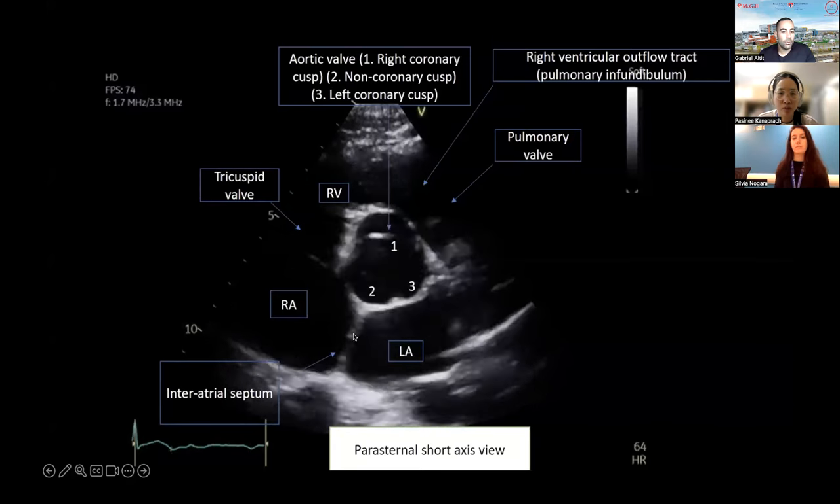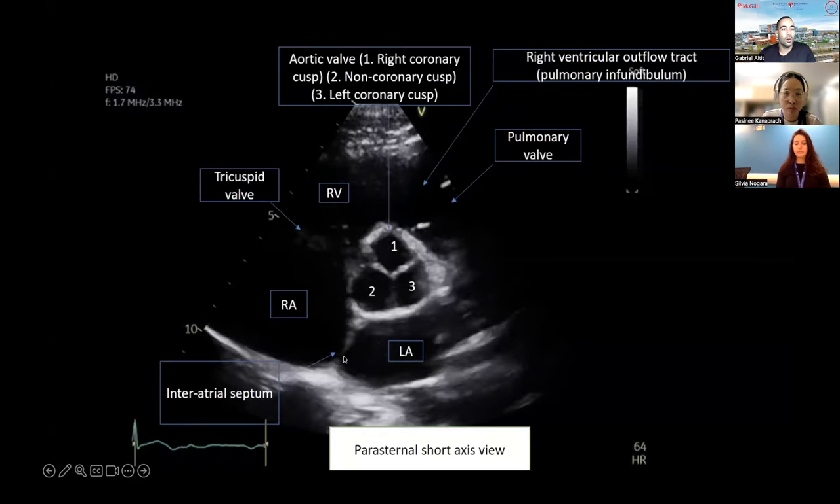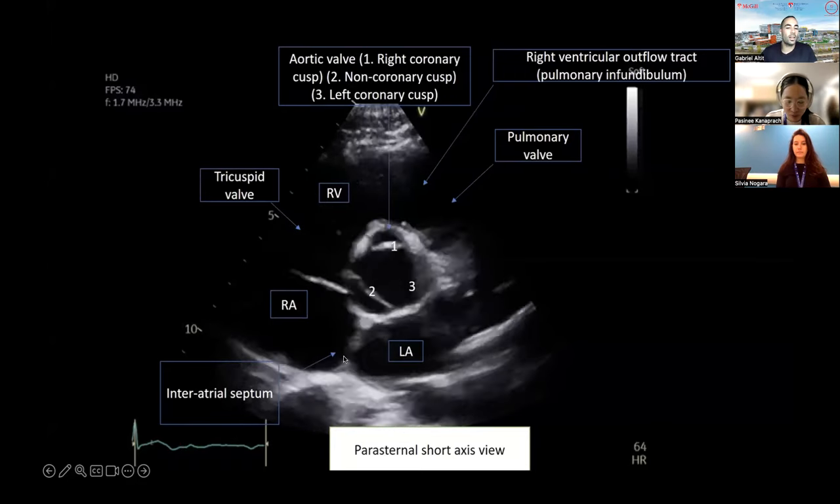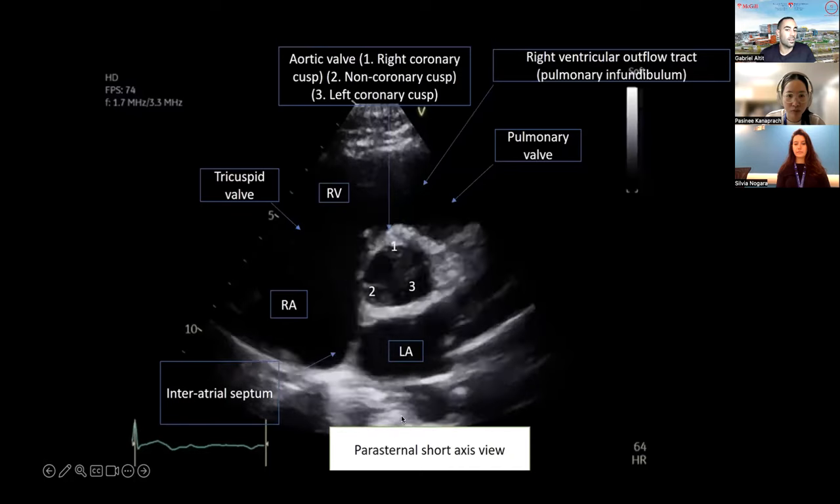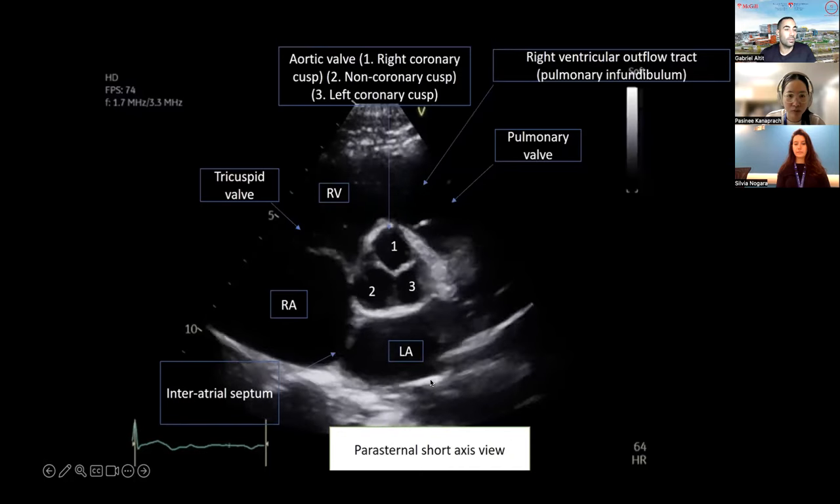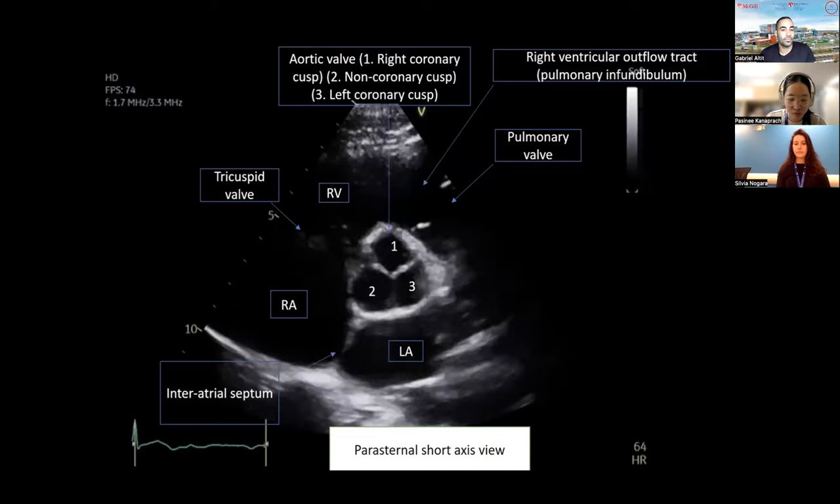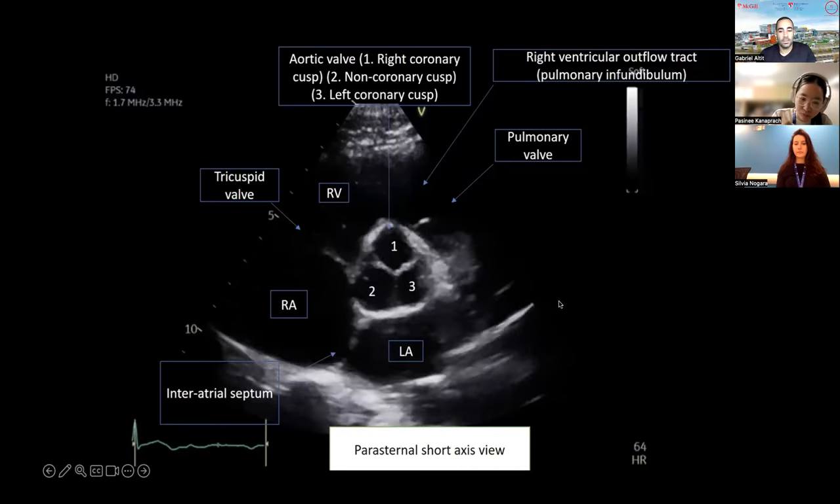You can see sometimes a bit of your interatrial septum, but because you're in front of the interatrial septum, it's not great to see if there's like a PFO or not. But in adults, that's kind of sometimes the only view they get to see if there's a shunt or suspect a shunt. And that's a tricuspid valve.